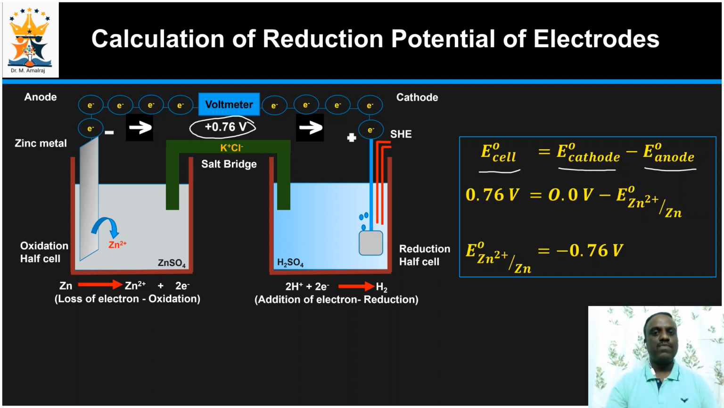See, the overall cell potential value is 0.76 in this case, and here since the hydrogen electrode acts as the cathode, that is taken as 0 volt, and from that value we can calculate the reduction potential of zinc electrode. And you may wonder why I have taken standard hydrogen electrode as cathode here, although it has the capacity to act as either anode or cathode. See, that is decided by means of the electron flow direction.